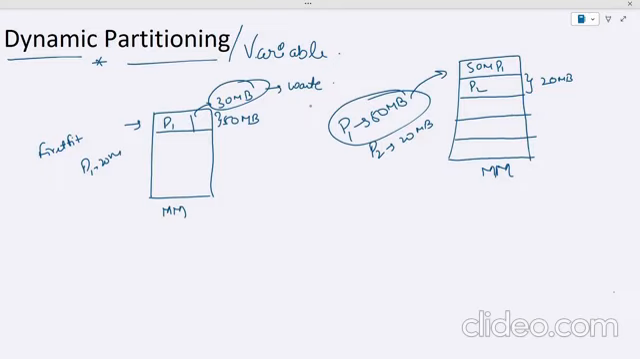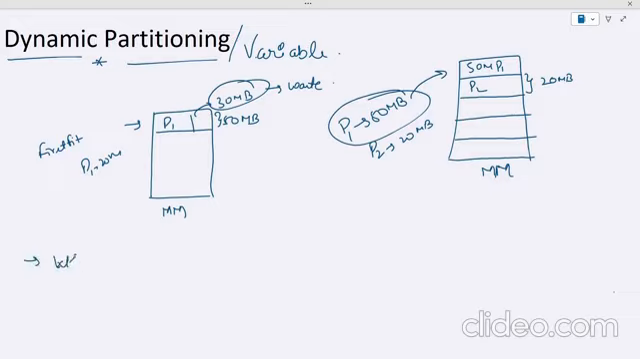So to overcome internal fragmentation, we have a concept called dynamic partitioning, where the operating system allocates as much space as the process needs. Whenever a new process arrives, a new partition equal to the size of the process is created and allocated to that process.